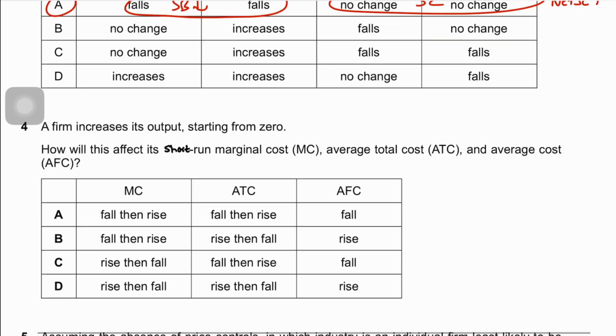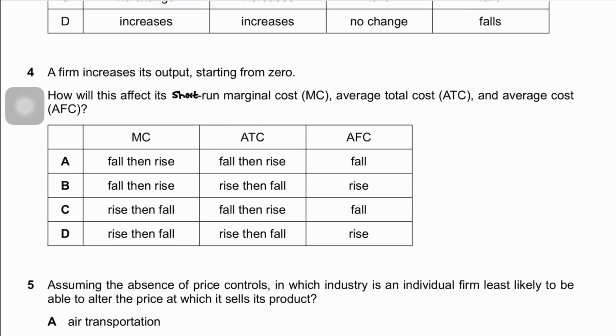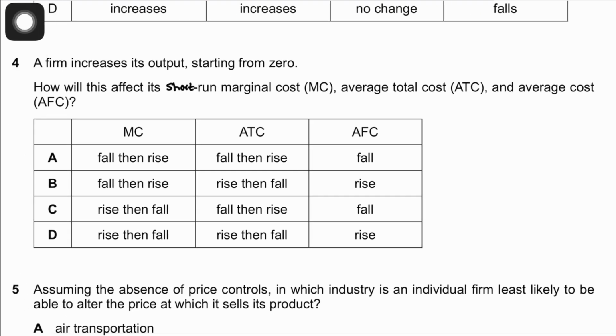The next question, number 4, says a firm increases its output starting from 0. How will this affect its short-term marginal cost, average total cost, and average fixed cost curve? Now, to solve this MCQ, we need to see how the short-term costs behave as you increase output from zero. We know that marginal cost is the additional cost incurred by producing an extra unit of output. But your average total cost is just total cost divided by the number of units that you produce, and your average fixed cost is the fixed cost divided by the number of units that you produce.